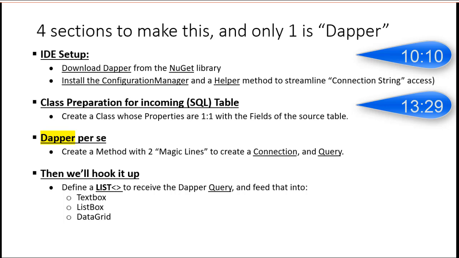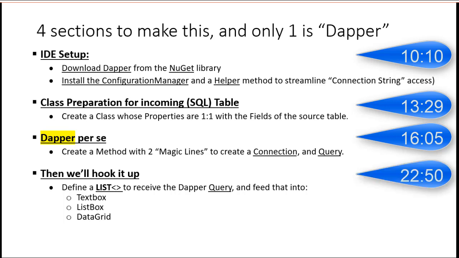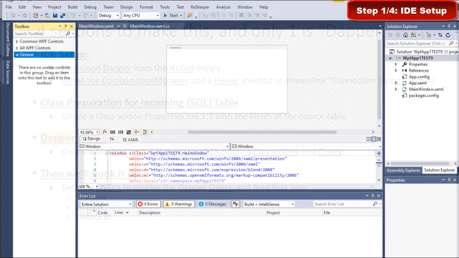Then with all that set up ahead of time, we can now actually do Dapper. We're going to create a method with 2 lines to create a connection and a query. That'll be it. It's going to be short. It's going to be simple. Then we just hook it up. We define a list to receive Dapper's query, and we feed that into the text box, the list box, and the data grid that you saw. Okay, you ready? Let's go do that.